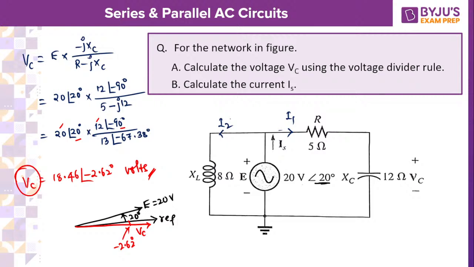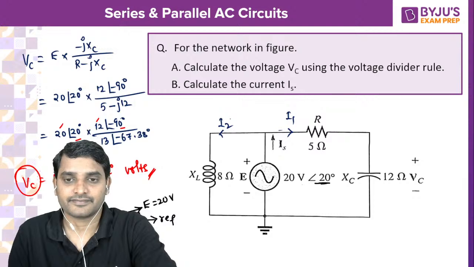From the supply voltage, VC is going to lag by 22.62. So is it clear so far for everyone?